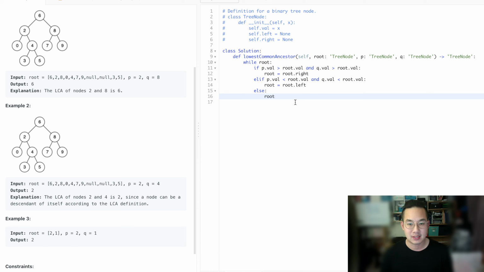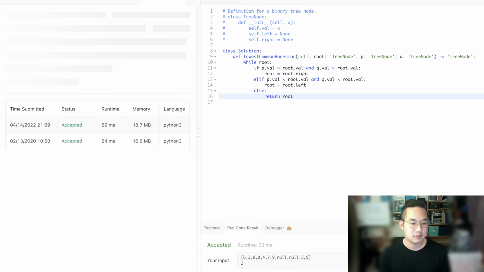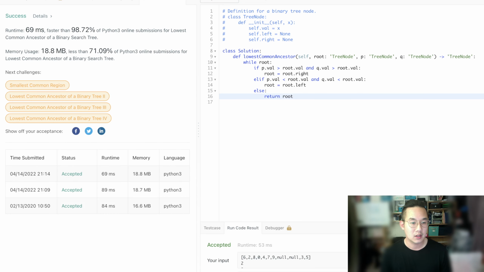Well, we have a time limit exceeded here. Let's see. There must be something wrong with our code. So let's see. p.val, q.val. Not sure what is wrong. There's no return statement here, and so let's just get that and submit. Okay, perfect.